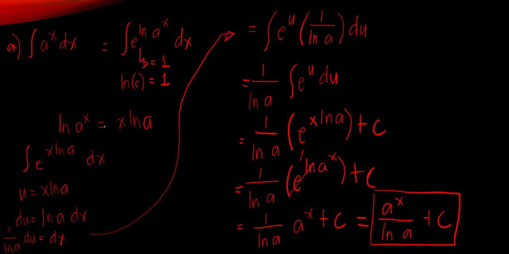Itong formula na to, yung final answer natin, nasa integration rules nyo yon. So the integral of a raised to u du is equal to 1 over ln of a times a raised to u plus c. So, sinolve lang natin siya, prove lang natin siya na the integral of a raised to x dx is really a raised to x over ln of a plus c. Okay?